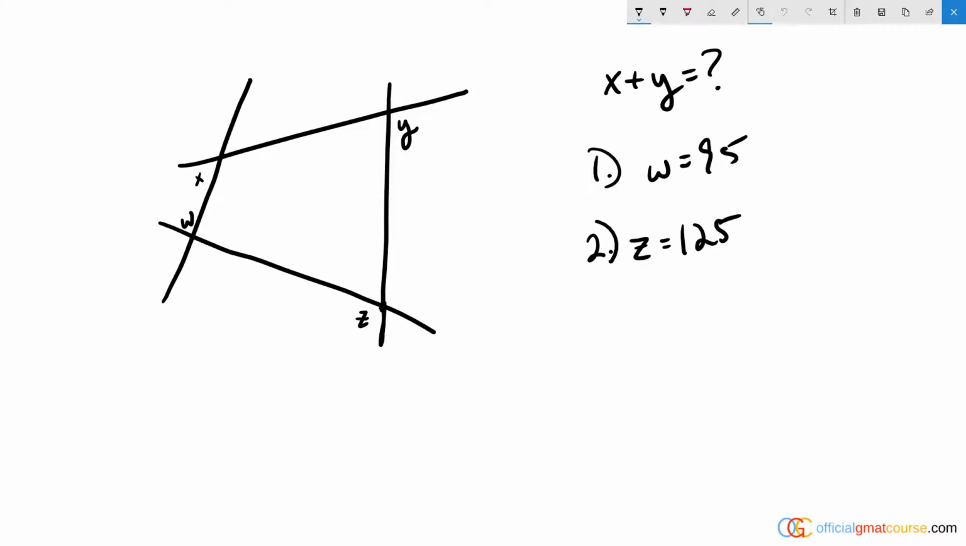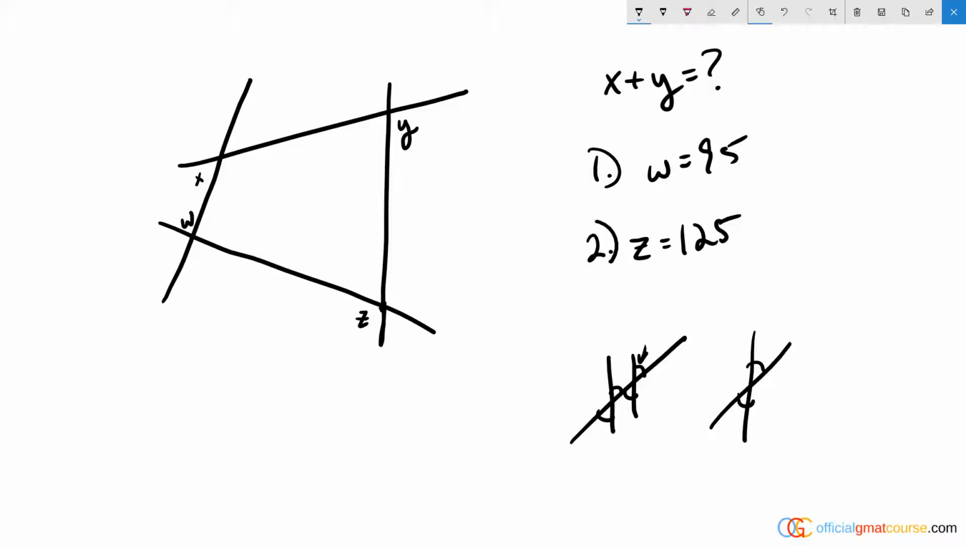A tough geometry question here, and I'm going to try to solve it big picture and visual. So what is x plus y equal to? That's the question. Well, if we had parallel lines cut by a transversal, we would have special rules that this angle and this angle are equal, and so are this angle and this angle equal to these two angles. In any intersecting lines, the opposite angles will be equal to each other.